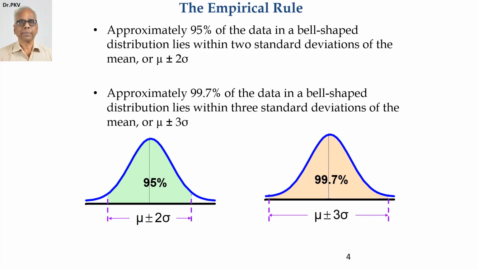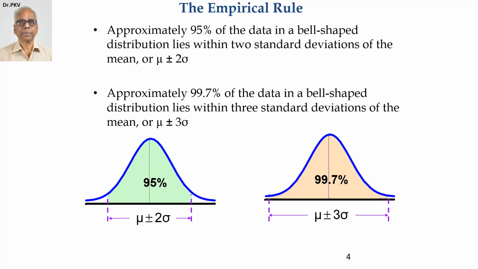In other words, 95% approximately, you should never say it is exactly 95%, it won't be. 95% of the data points, if the original distribution looks like a bell, 95% of the data points will be within mu plus or minus 2 sigma, or a departure from the mean by mu plus or minus 2 sigma. This is the second rule.